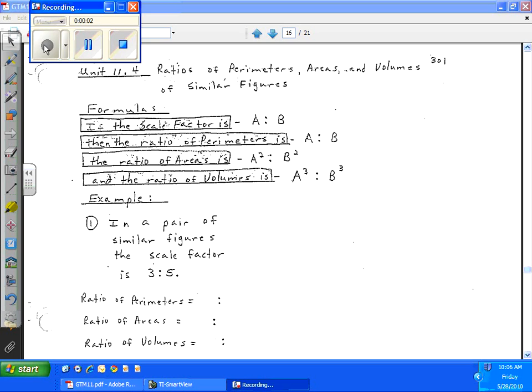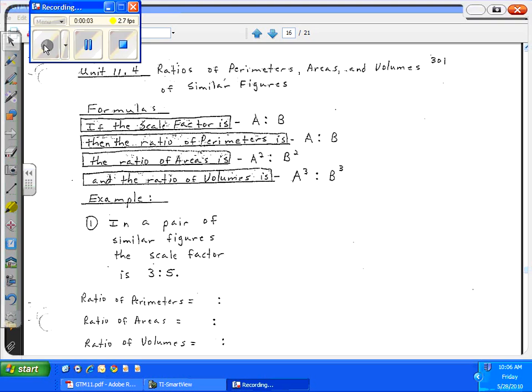Unit 11.4 is ratios of perimeters, areas, and volumes of similar figures. Now, we talked about this in the Algebra 1 book on page 174A. And what we were talking about is scaling up and down. This concept of similarity and proportionality is the concept of scale, the concept of dilation. It's the concept of proportionality.